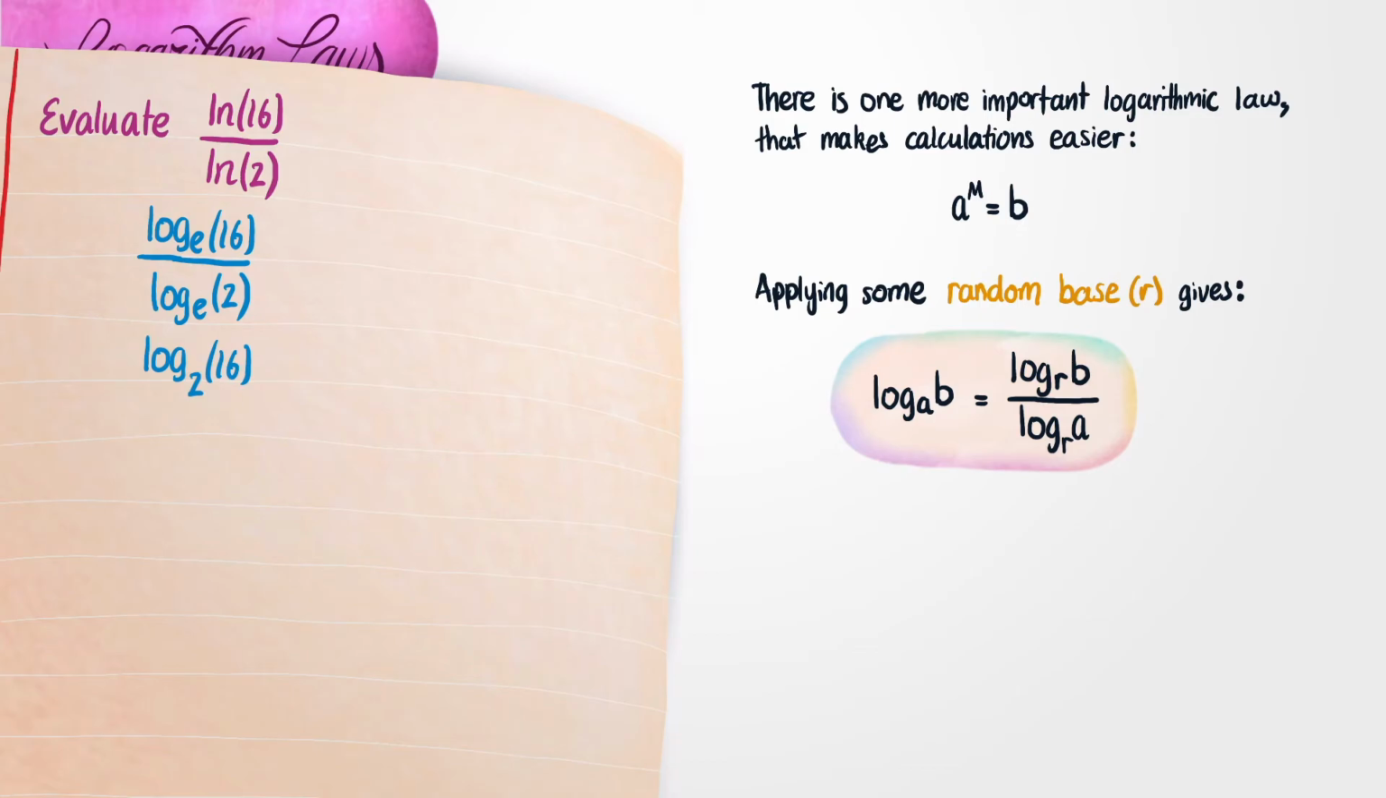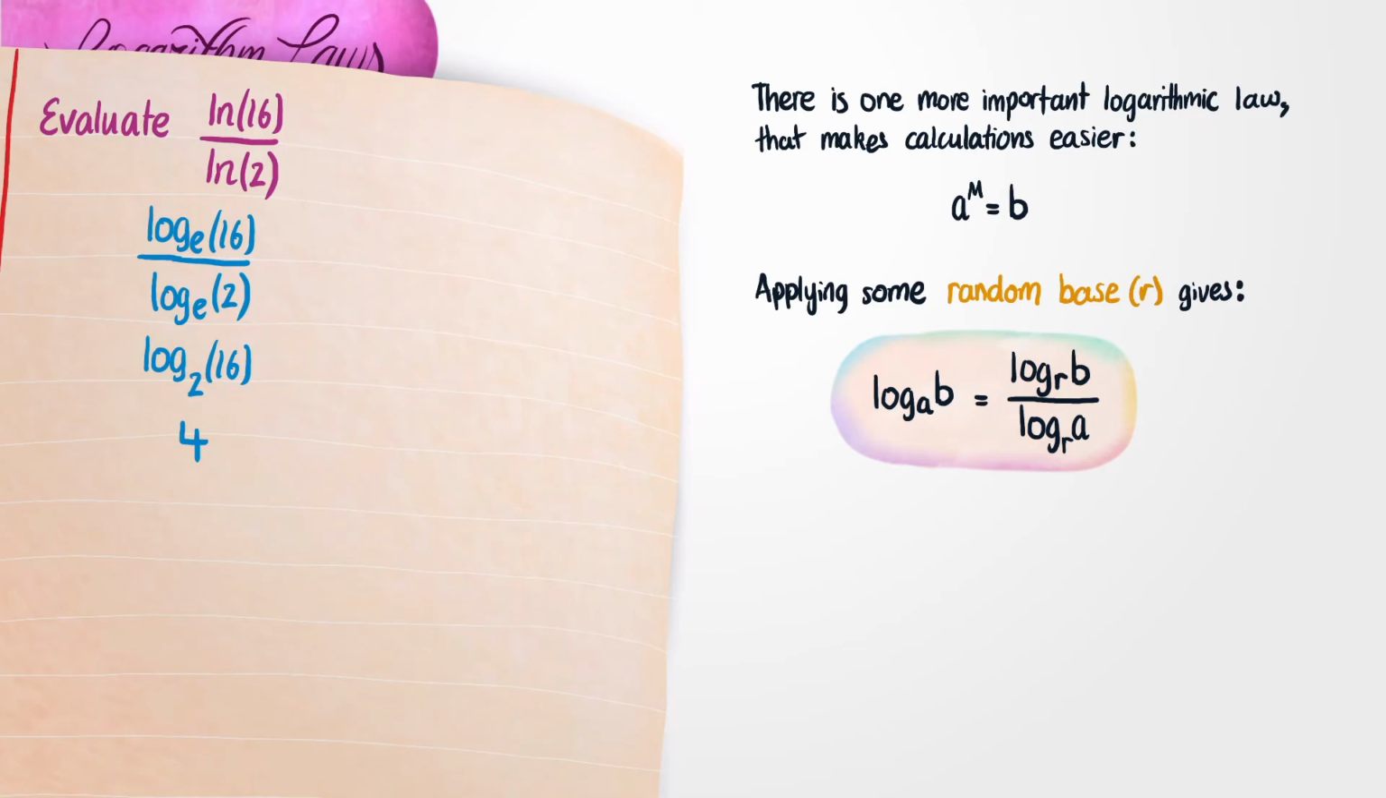And then to finish this off, we just have to ask, how many times can I divide the number 16 by the number 2 to get the number 1? And of course the answer there is going to be 4, because 16 divided by 2 is 8, divided by 2 is 4, divided by 2 is 2, and then divided by 2 is 1. And that took 1, 2, 3, 4 steps. So therefore, the ln of 16 divided by the ln of 2 is the same thing as the number 4.